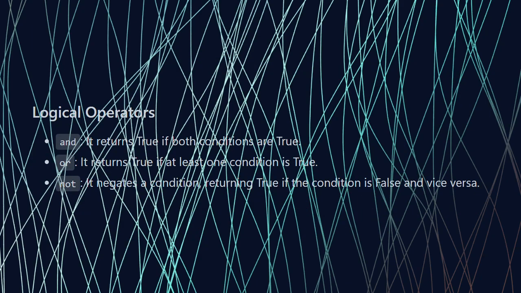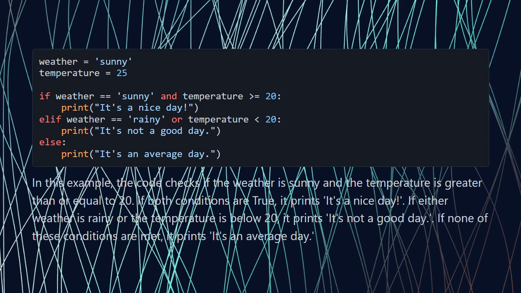In Python, logical operators like and, or, and not can be used to combine conditions in if statements. Let's take a look at a brief explanation of each. Let's see an example combining logical operators and conditional statements.